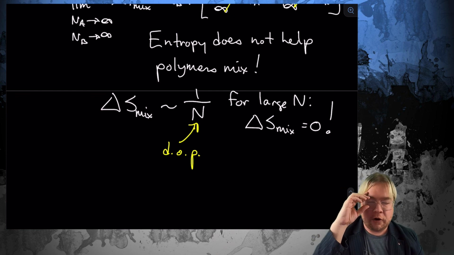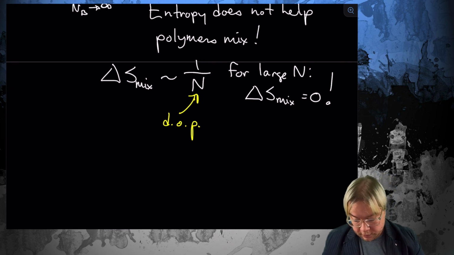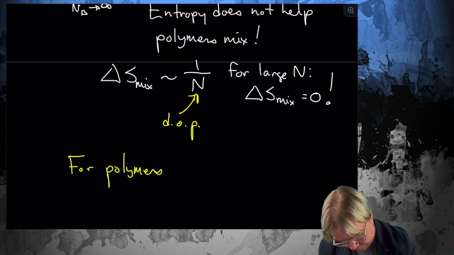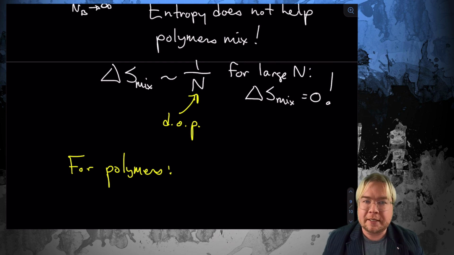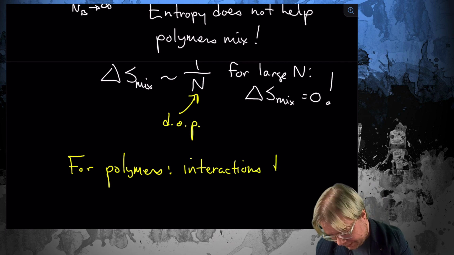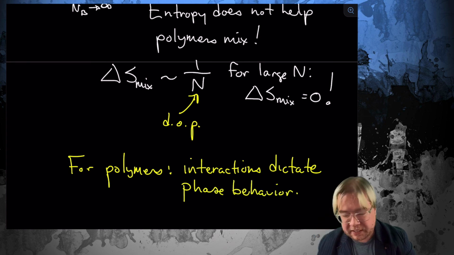And if entropy is about 0, it means that your interactions are going to play a really big role. So for polymers, interactions are the most important thing. So interactions, I should say, dictate the phase behavior.